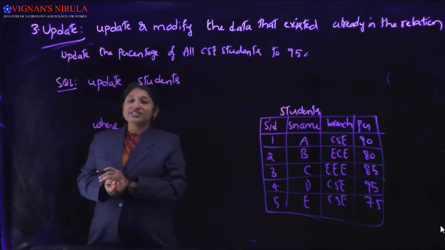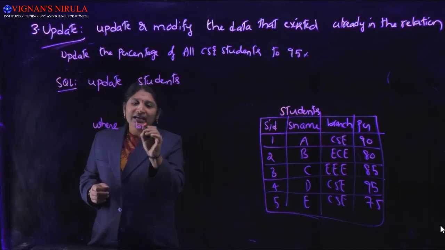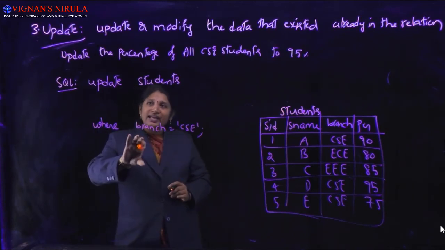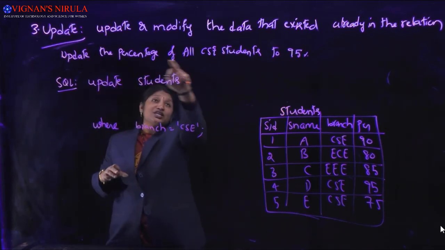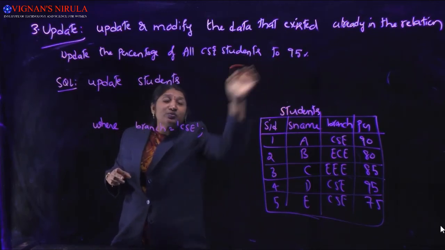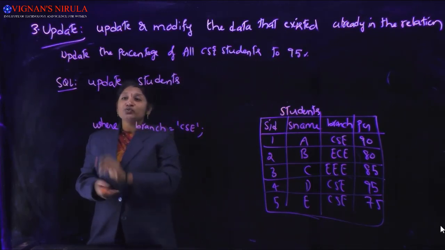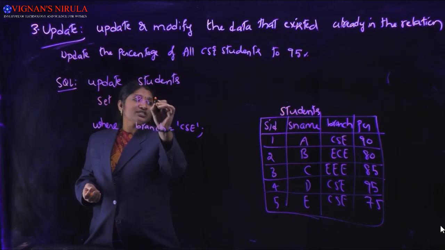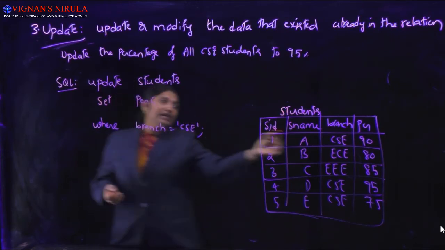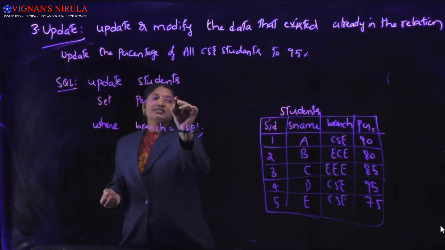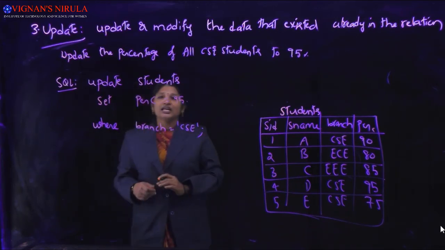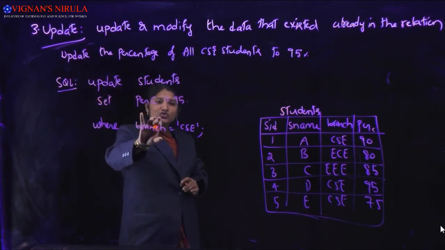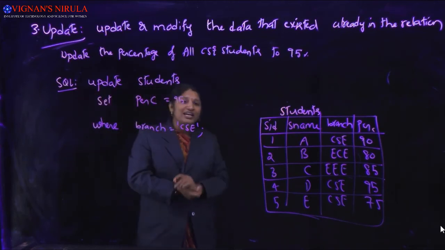So what type of students do I want to modify? Where branch is equal to CSE. That means the CSE branch students must be modified. How should they be modified? Their percentage has to be set as 95. That modification should be mentioned in the set clause. Set percentage, PRC, equal to 95. So this is the update command. I want to update the students, the CSE students, so that their percentage is modified as 95.